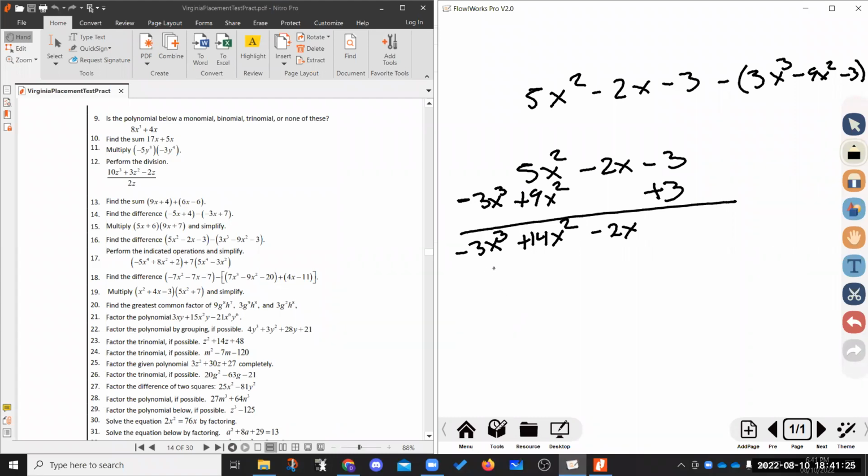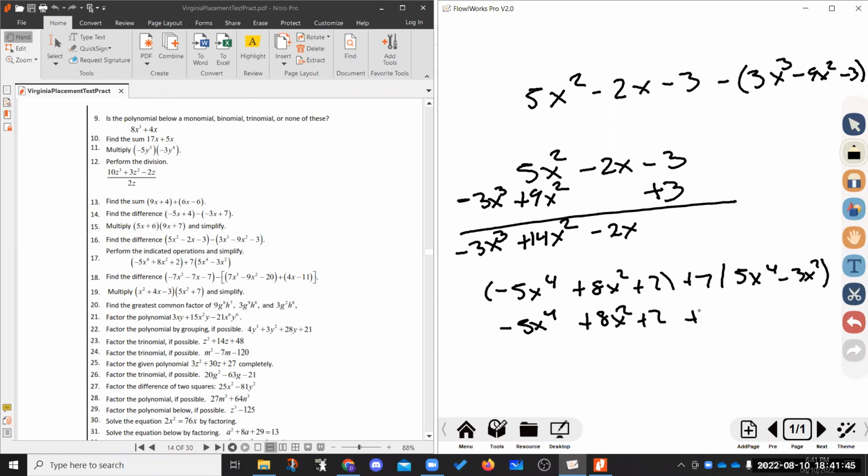All right. Perform the indicated operation and simplify. Negative 5x to the fourth plus 8x squared plus 2, plus 7 times 5x to the fourth minus 3x squared, is going to give me negative 5x to the fourth plus 8x squared plus 2, plus 35x to the fourth minus 21x squared. 35 minus 5 is 30, x to the fourth. 8 minus 21 is going to be negative 13. Find my x squared terms, plus 2.